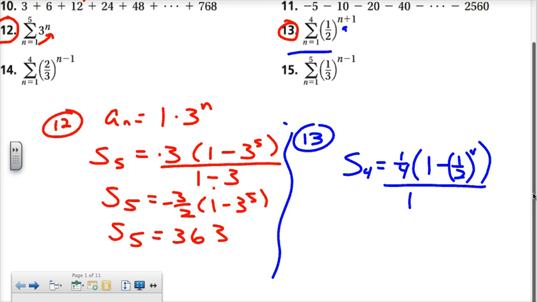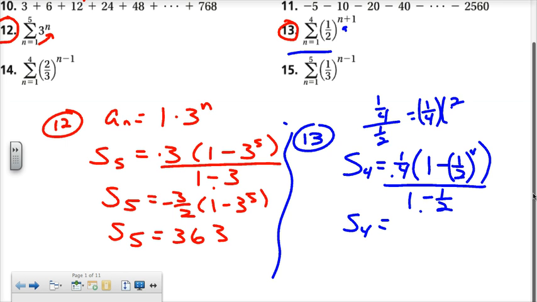All over 1 minus r, which is 1 minus 1/2. So we're going to end up with 1/4 divided by 1/2. And remember, with fractions, we don't divide, we multiply by the reciprocal. So that's going to give us 1/2 of 1 minus 1/2 to the 4th power.